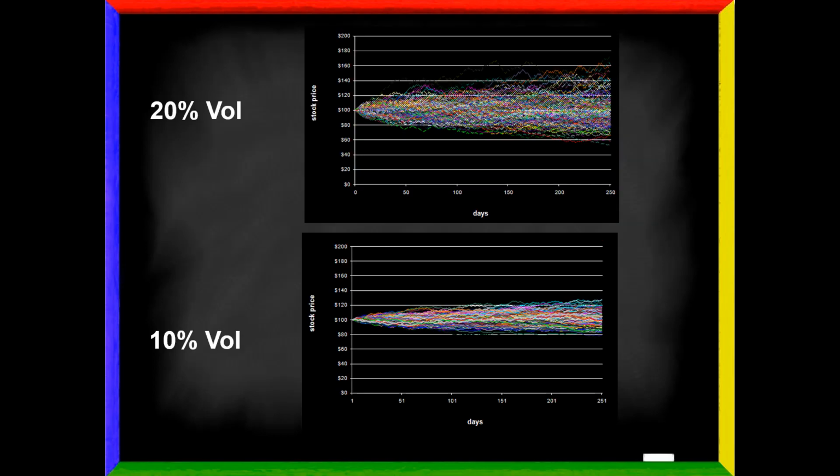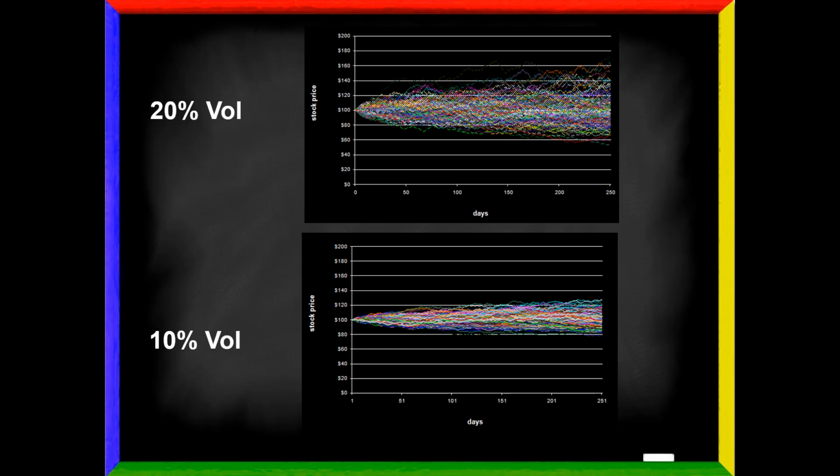Here's a comparison of 20% volatility on top to 10% volatility down below. Notice with 10% volatility down at the bottom, it's a much more focused kind of beam. You would get a very tall, skinny bell curve. The stock prices don't spread out as wide. So this is a good visual to show that the more volatility, the wider the range of possible prices.